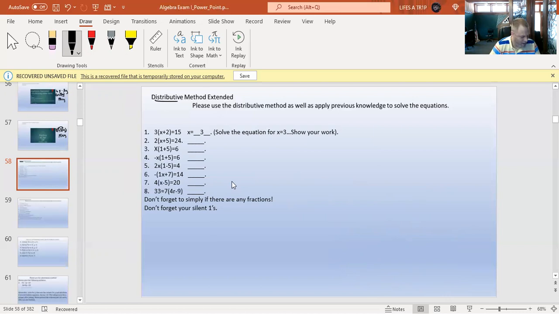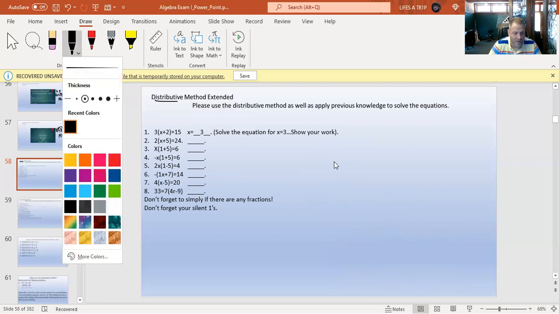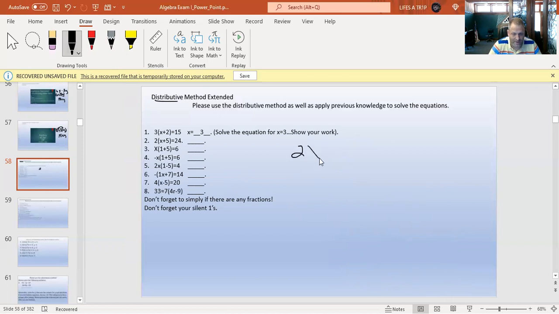All right, guys, so look at number 5. We're going to do 2x. We have a number and a variable this time. Not doing too good in the whiteboard department here. Let's see. All right, so 1 minus 5 equals 4. Now distributive method, or we can just do 2x.